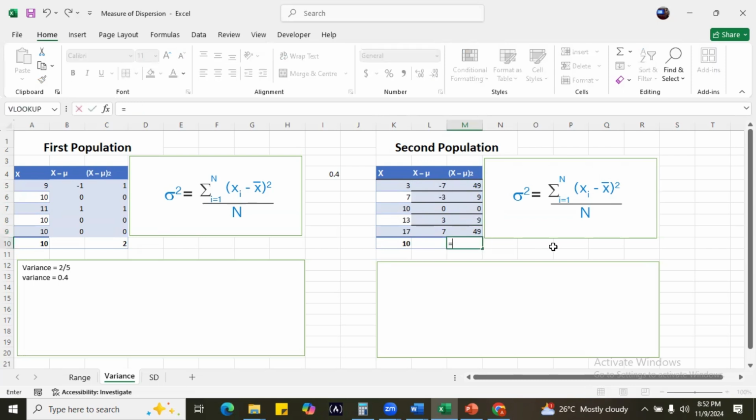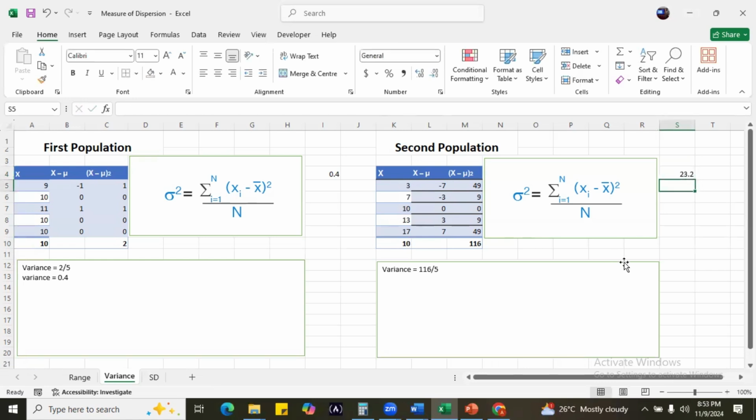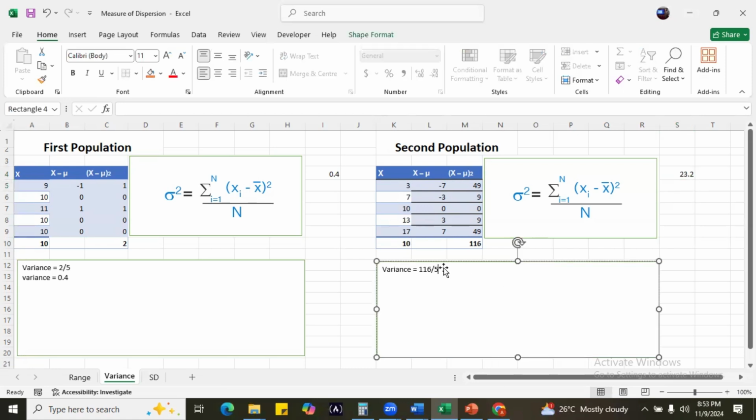All right, so let's calculate the summation of these values. To get our variance for the second population, we take our summation, which in this case was 116, divided by the number of population, that is 1, 2, 3, 4, 5. So we divide by 5. 116 divided by 5 gives us 23.2. So our variance here will be 23.2.